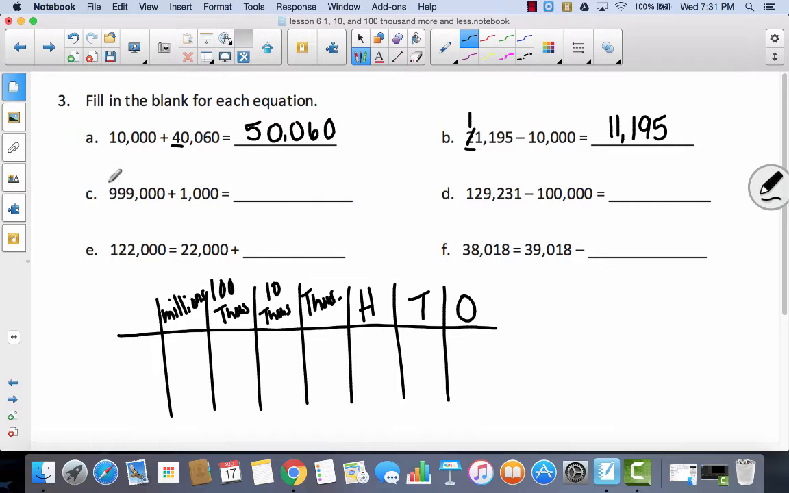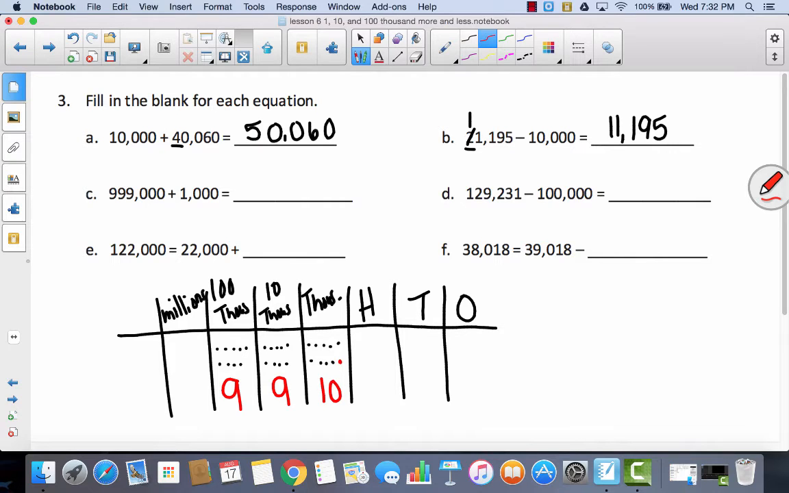All right, so I'm going to go ahead and put 9 in the 100,000s. So I've got 1, 2, 3, 4, 5, 6, 7, 8, 9. 9 in the 10,000s. 1, 2, 3, 4, 5, 6, 7, 8, 9. And 9 in the thousands. 1, 2, 3, 4, 5, 6, 7, 8, 9. I have no hundreds, no tens, and no ones. Now it says that I'm adding 1,000. So I'm going to come in here in red and add 1,000. So look at what happens. I have 9 100,000s, 9 10,000s, and I have 10 thousands.